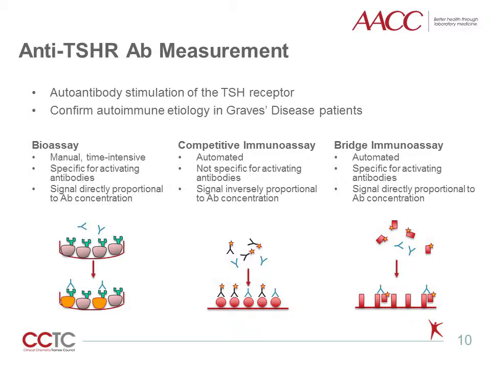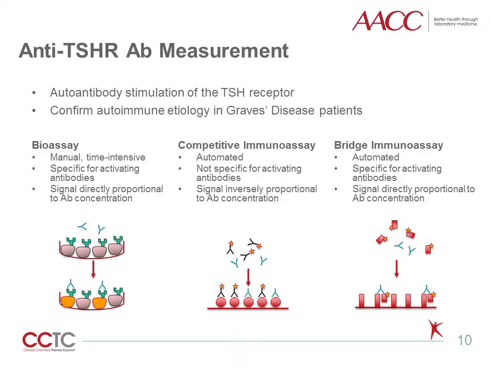In another format, the competitive immunoassay, anti-TSHR antibody in the patient sample competes with labeled anti-TSHR antibody in the assay reagent to bind to a limited number of TSH receptors. In this assay format, signal is inversely proportional to antibody concentration. This assay is automated and easily implemented in a hospital laboratory, but it is not specific for activating antibodies, as inhibitory immunoglobulins that block the TSH receptor will also be detected.